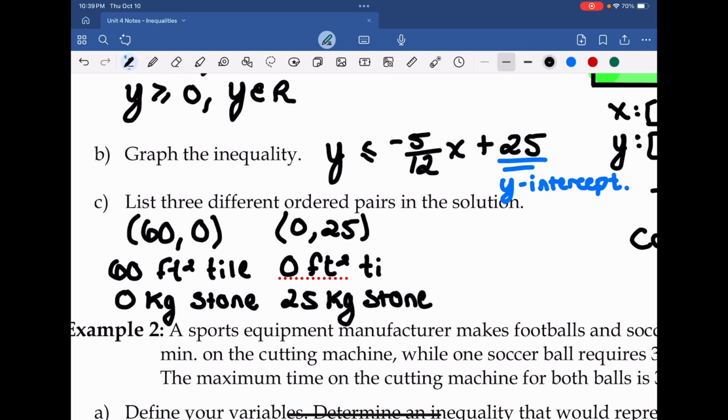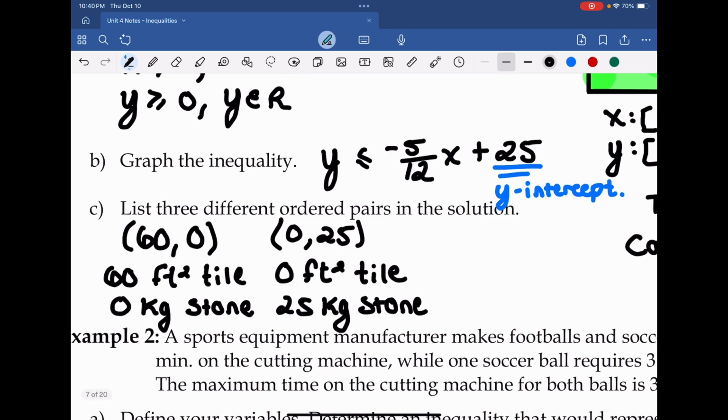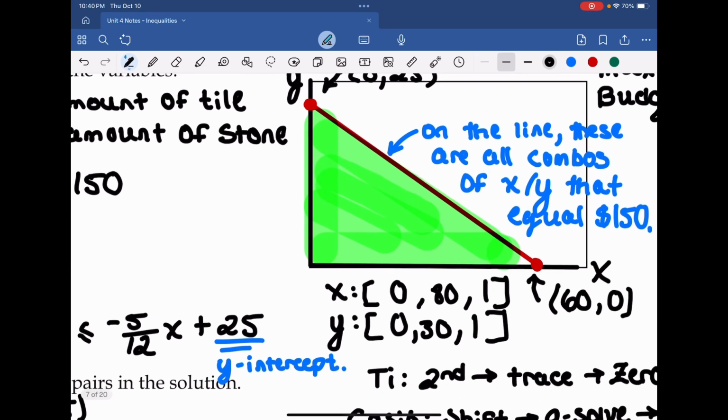Because it was square foot of tile. We could say 0 square feet of tile or 25 kilograms of stone. Now, everywhere between those values, it's going to be a trade-off. We can pick realistically anything. So let's say I pick a point that exists right about here.